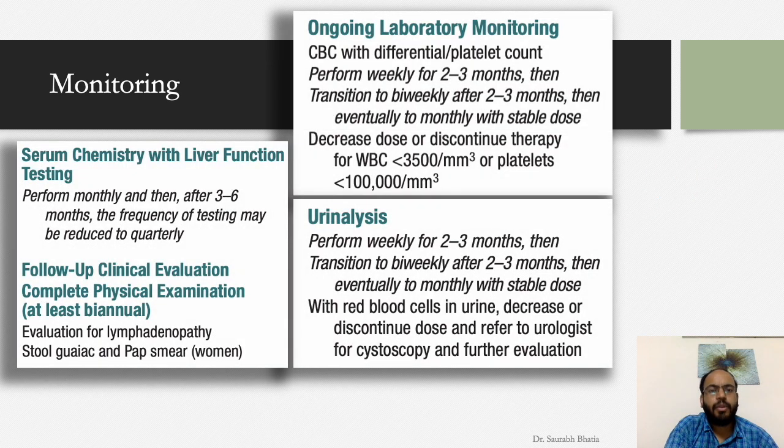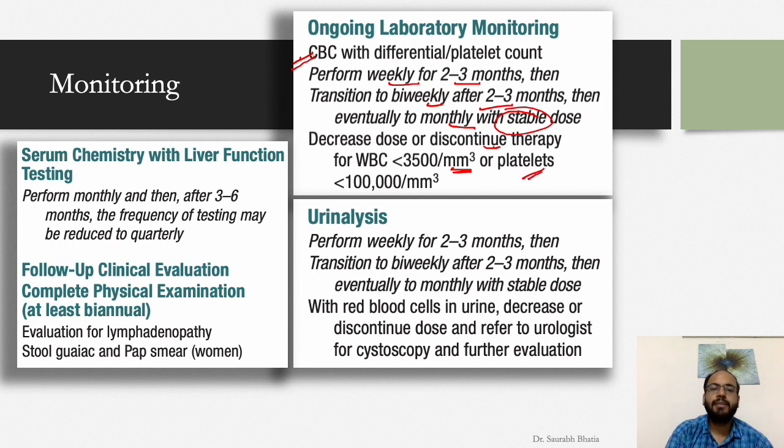Now, ongoing laboratory monitoring. CBC with differential or platelet count: perform weekly for 2 to 3 months, and then bi-weekly after 2 to 3 months, and then monthly when the dose is stable and you are not increasing the dose. Remember that you have to either decrease the dose or discontinue therapy when WBC counts are persistently below 3500 per millimeter cube, or platelet counts are below 1 lakh per millimeter cube.